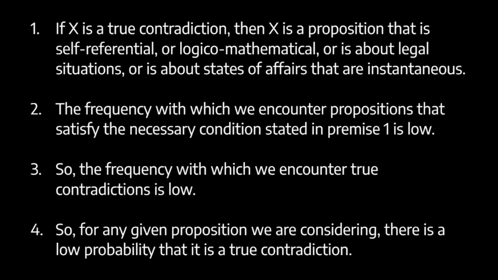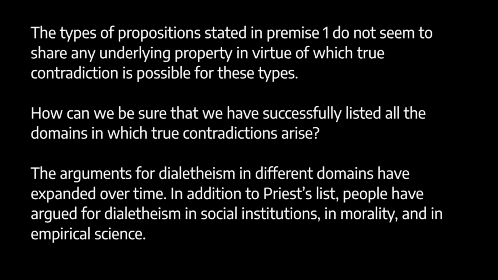Now, one immediate concern about this argument is that the types of propositions listed in premise 1 do not seem to share any underlying property. I mean, we have self-referential propositions, we have propositions about legal institutions, we have propositions about instantaneous states of affairs. This is a very ragtag bunch. Nothing obvious unites them other than the fact that these are apparently contradictory, or at least there can be true contradictions in these domains. So this condition stated in premise 1 doesn't in any obvious way allow us to identify some more basic property that makes true contradiction possible. No underlying property in virtue of which true contradiction becomes possible.